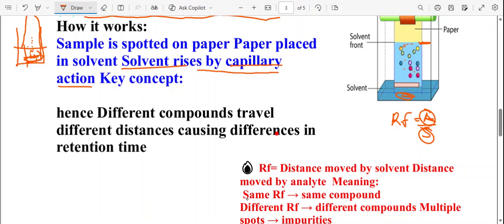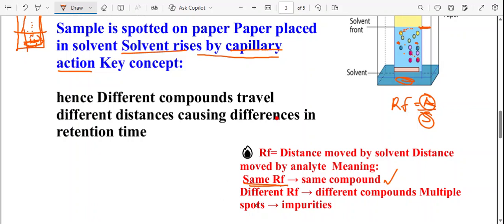Then what you need to know is that if we have the same retention factor, we have the same compound. For example, let's say we have a compound there and they are of the same distance, so these analytes might be the same compound.